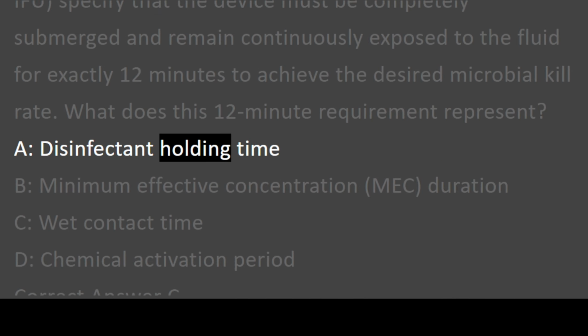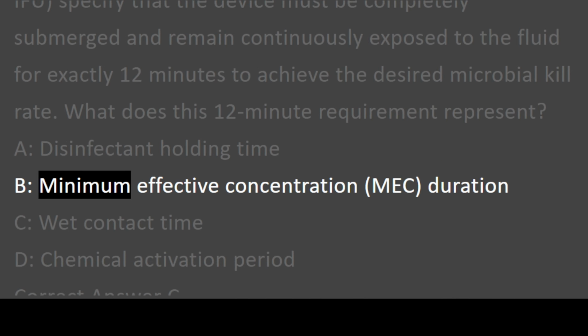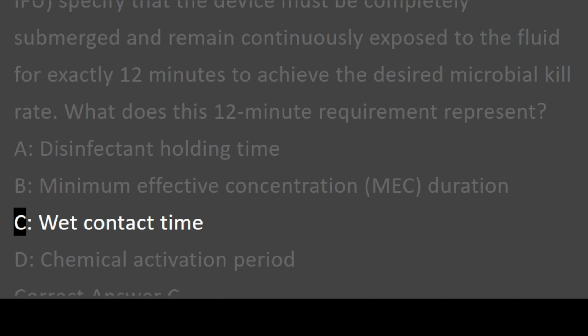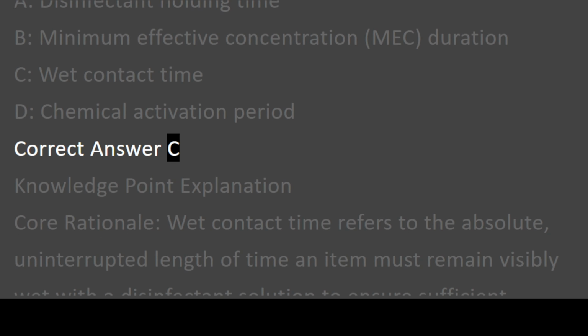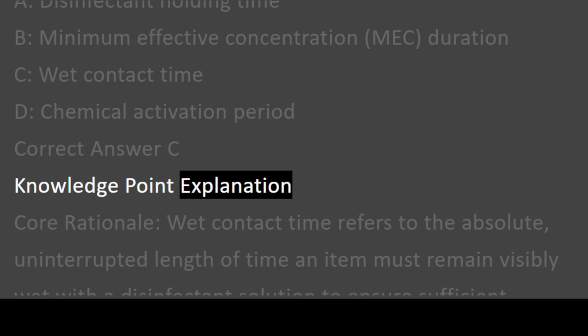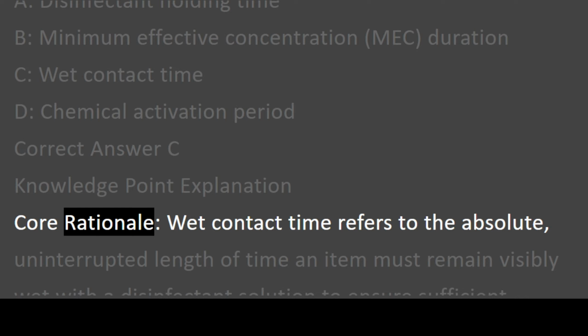A. Disinfectant holding time. B. Minimum effective concentration, MEC, duration. C. Wet contact time. D. Chemical activation period. Correct answer C. Knowledge point explanation. Core rationale.